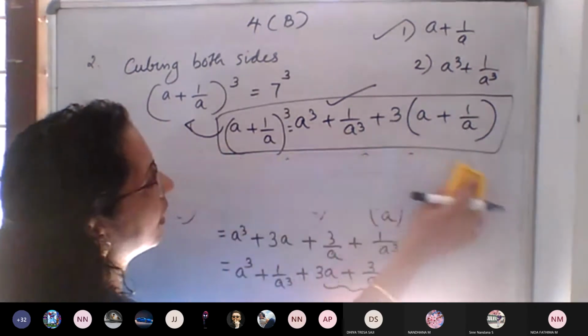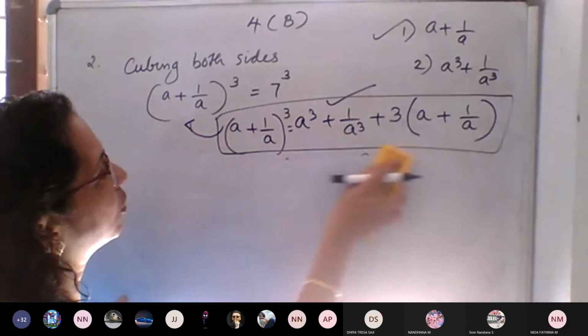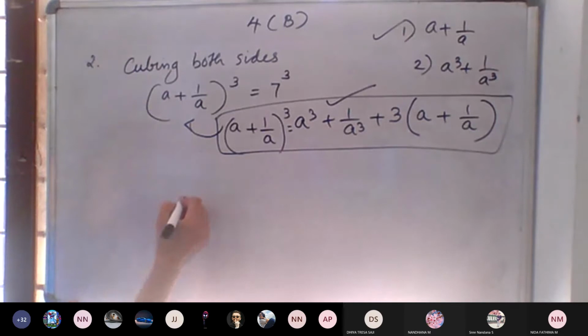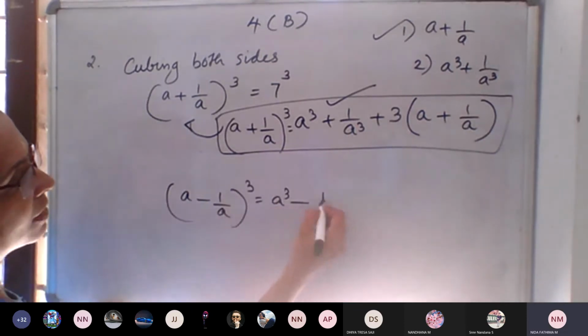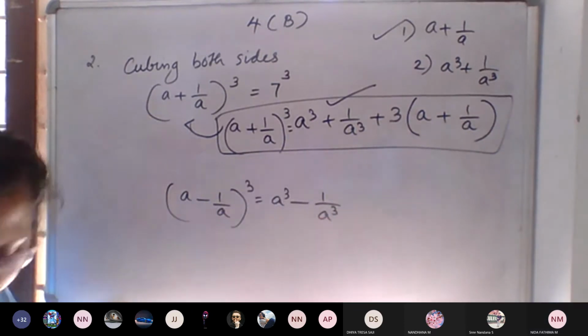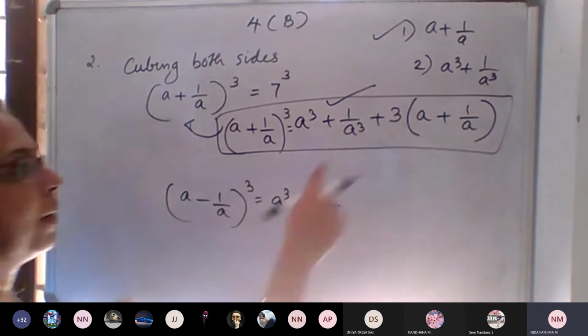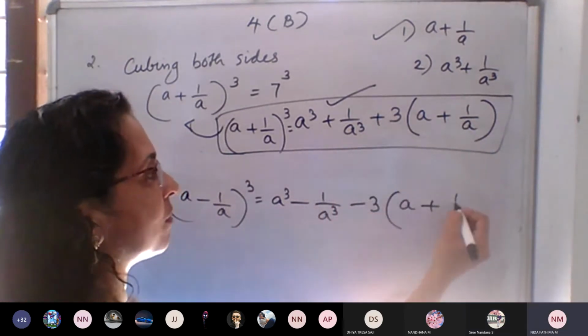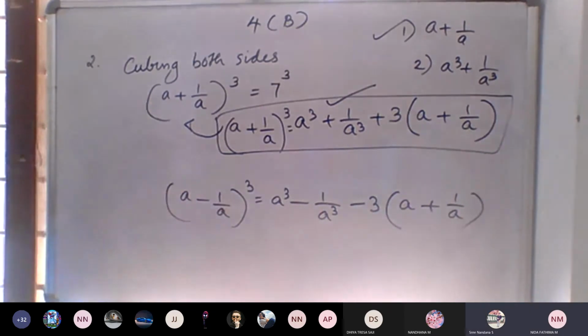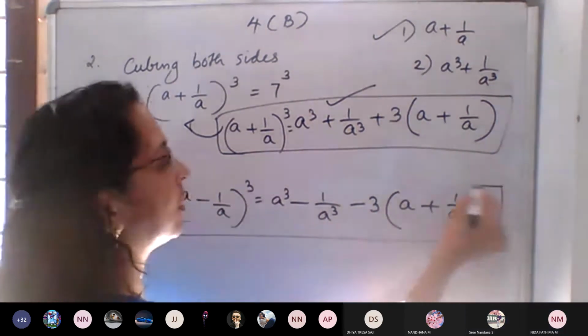Similarly, what will be (a minus 1 by a) whole cube? It will be a cube minus 1 by a cube, and here also minus 3 into (a minus 1 by a). This also you have to write in the first page.